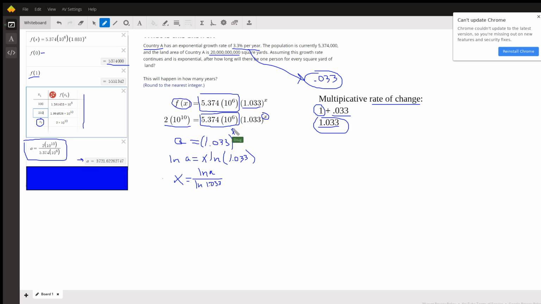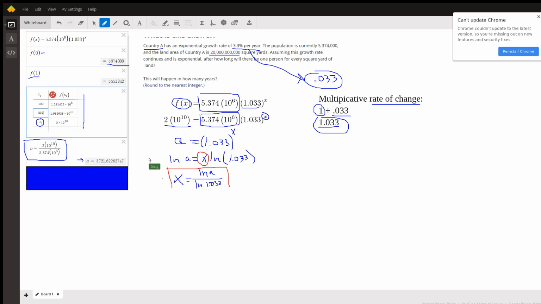And to solve for x, I need to take the natural log of both sides. So ln of a equals ln of 1.033 to the x, but then I can move that exponent down front and finally solve for this variable right here. Okay, and so x equals this right here. Now I've got that hidden under this blue rectangle here.